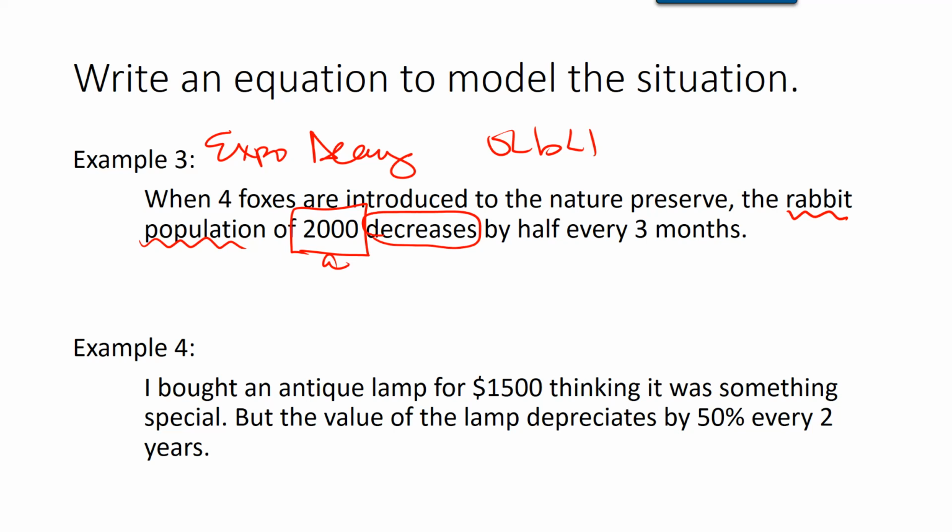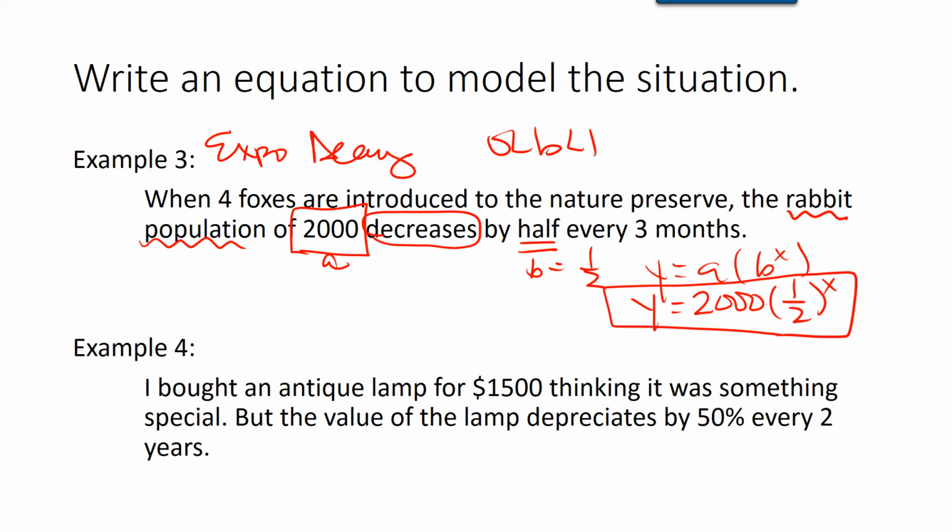And how much does it decrease by? Well, it decreases by half. So then my B is 1/2, okay, which makes sense because B has to be between 0 and 1. So let's fill in our problem. Y equals A times B to the X. So it would be Y equals, our starting rabbit population when the foxes are introduced is 2,000, and it's decreasing by half every 3 months. Okay, so there is our equation. Y equals 2,000 times 1/2 to the X.